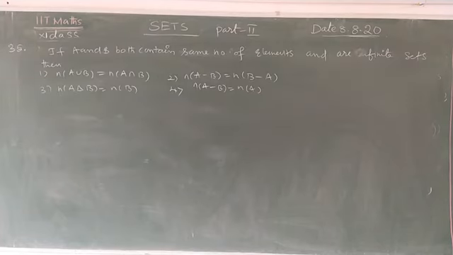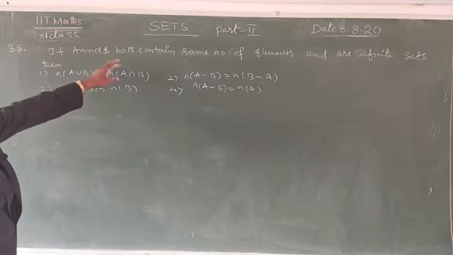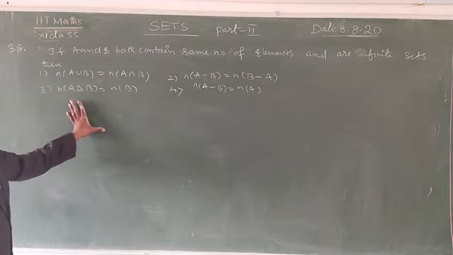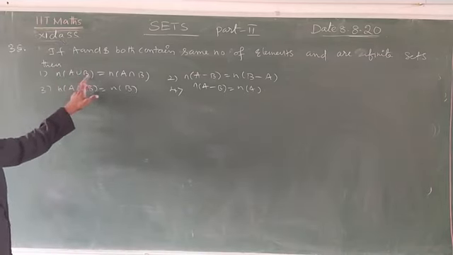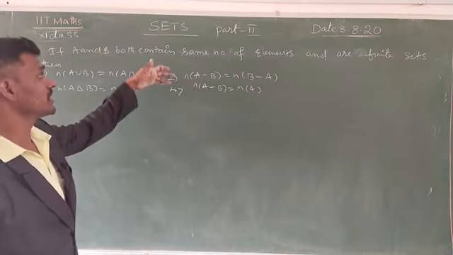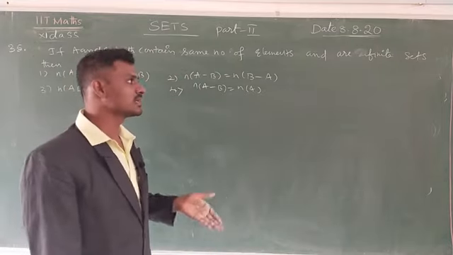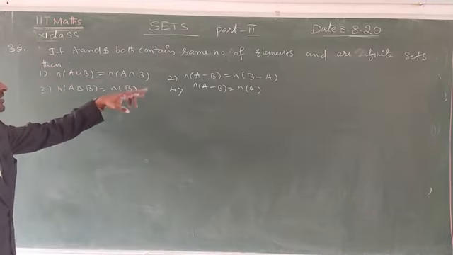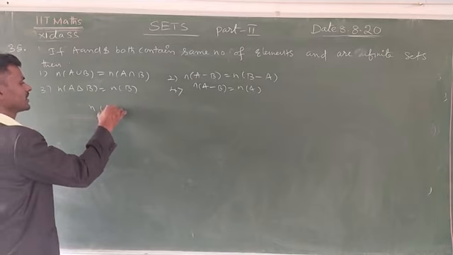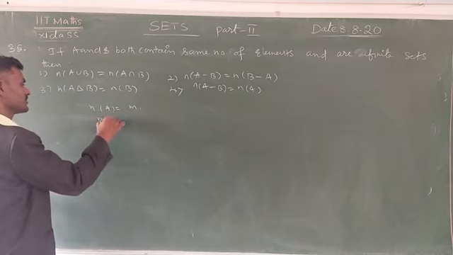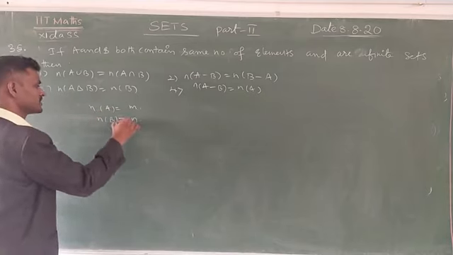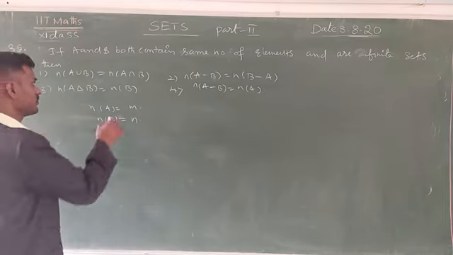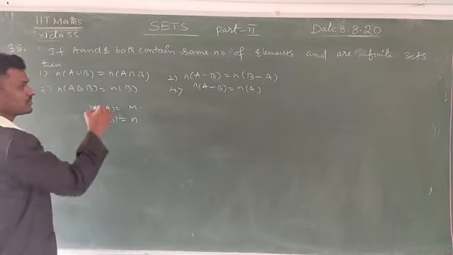Okay, next question number 35. If A and B are both finite sets containing the same number of elements, then look at the first option: n of A union B is equal to n of A intersection B. Here the same number of elements is given but not the same elements. That's why this is not possible. Second, n of A is m elements and n of B is also the same number of elements, but the elements are not equal. Why? Because if they were equal, this would also be equal.